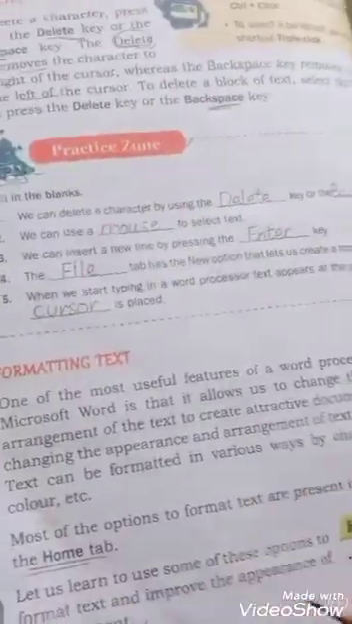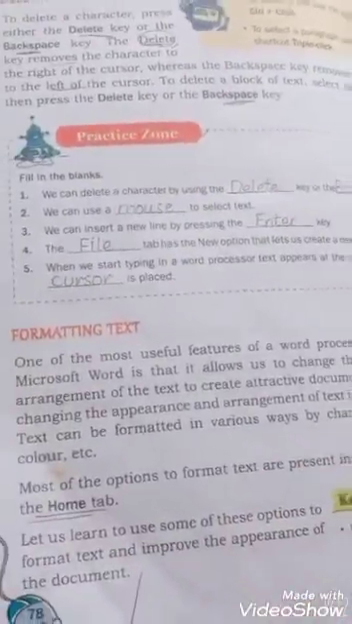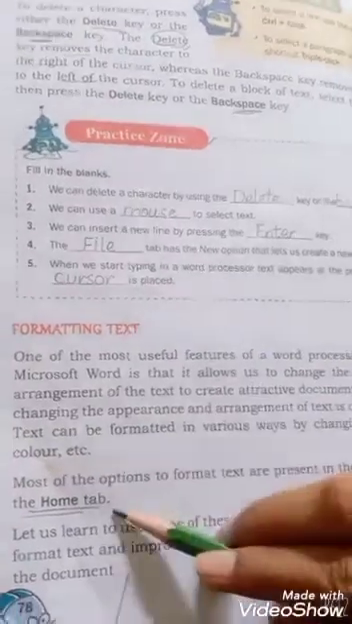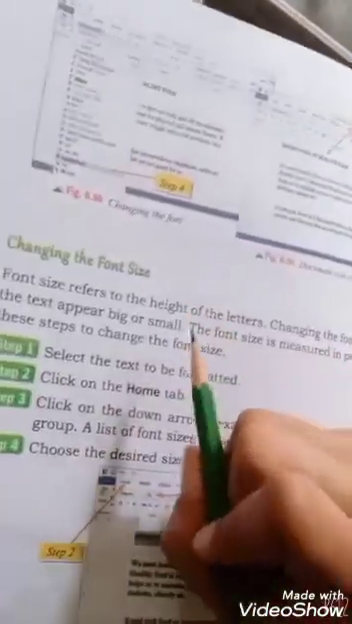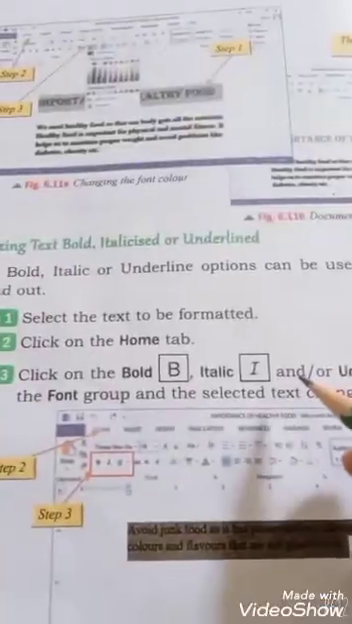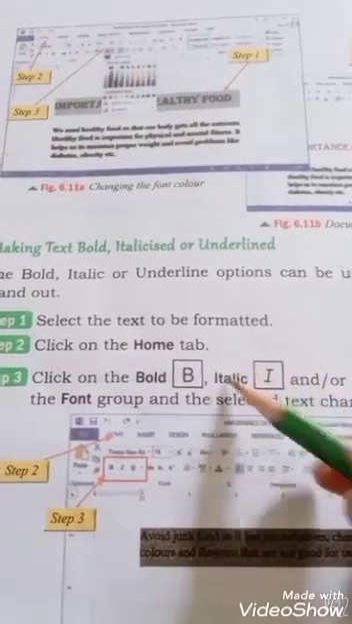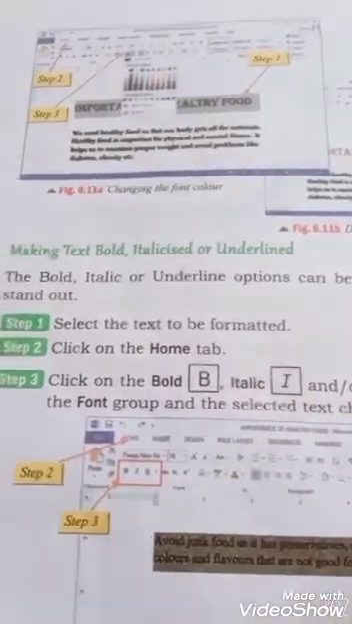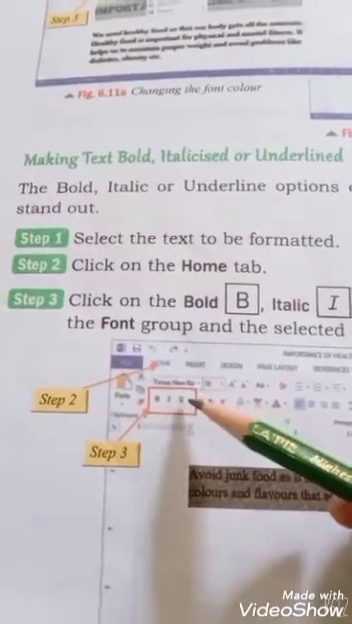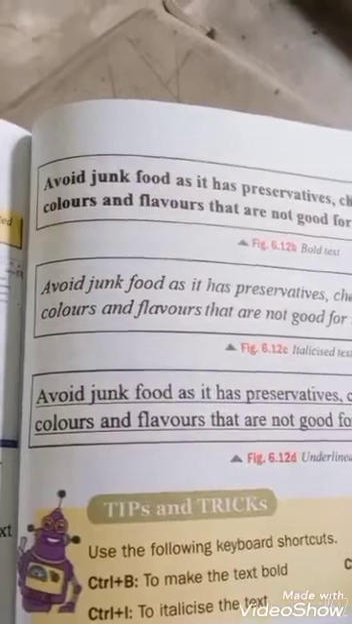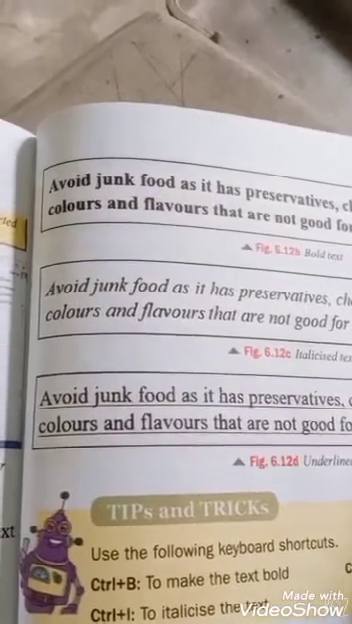And the next topic is about formatting text. There are many options to format our text in MS Word, and all options and commands are given in the Home tab, in which you can change the font size and the font color of your text, and also make your text bold, italic and underline. You can see these three options are available in the Home tab, and there are some examples given for the three options.